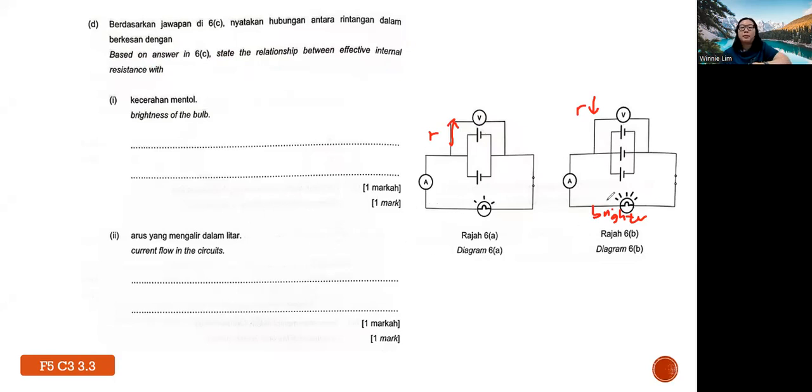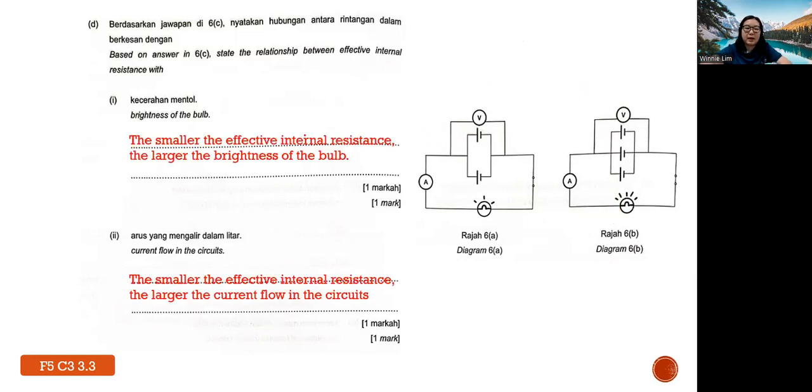Then why is the bulb brighter? Of course, because the current is more, right? So again, they want the relationship of internal resistance with current. That's why you can use the term inversely proportional or the increase-decrease idea. Okay, so this is how you write. The smaller the effective internal resistance, the larger the brightness of the bulb. And the smaller the effective internal resistance, the larger the current flow.